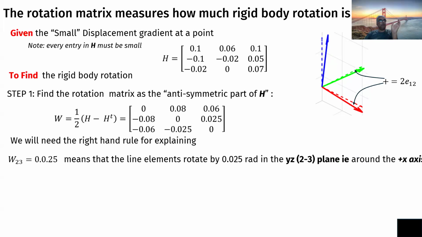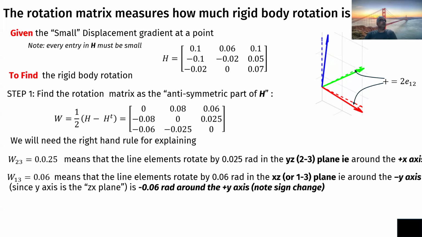We will start in a very peculiar way by starting with W23, which is 0.025. What it means is that the line elements rotate by 0.025 radians in the YZ plane. 2 is Y, 3 is Z. So in the YZ plane, which means it's rotating around the positive x-axis because it goes from Y to Z. Right? That's where we use the right hand rule. Okay, so the whole element rotates by about 0.025 radians as a rigid body around the x-axis.